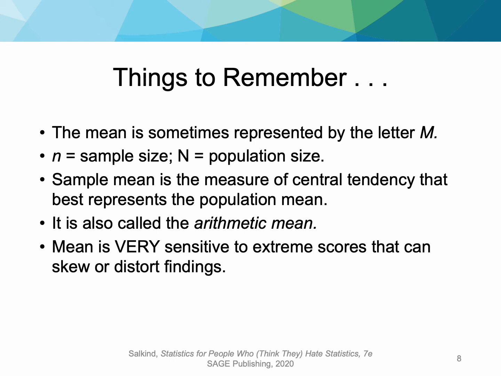Mean is very sensitive to extreme scores that can skew or distort findings. That would be things like outliers.